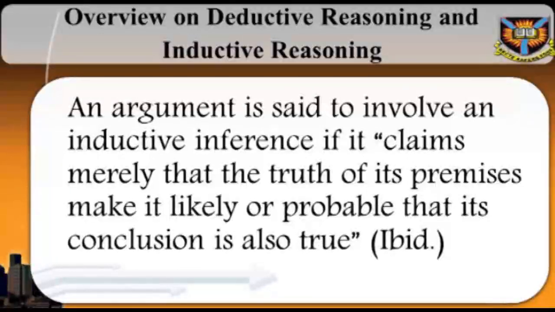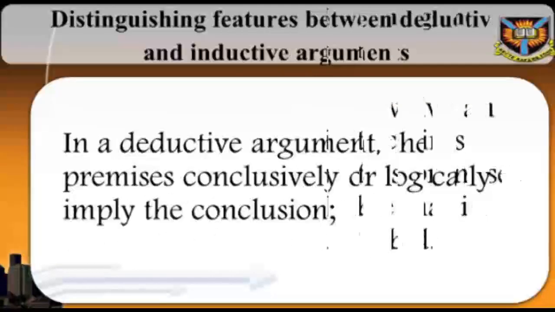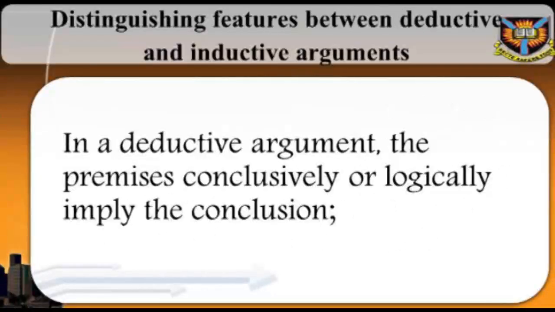On the other hand, an argument is said to involve an inductive inference if it claims merely that the truth of its premises makes it likely or probable that its conclusion is also true. This means that in an inductive argument, the premises do not give total support to the conclusion, but merely provide some grounds for the truth of their conclusions. The foregoing can be termed the distinguishing features between deductive and inductive arguments.